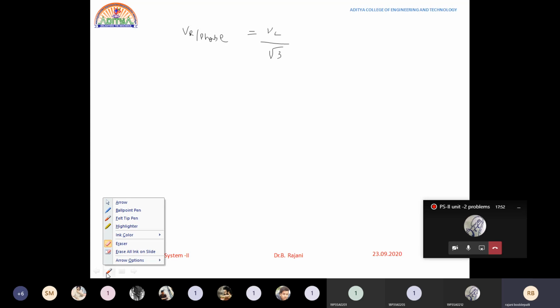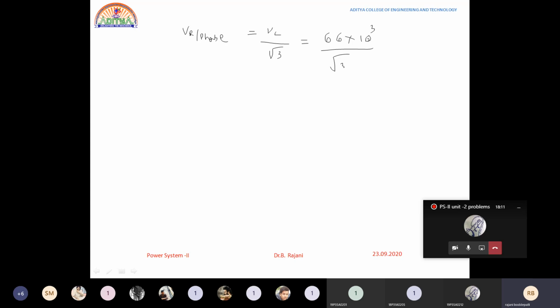See, VL is how much they have given you? VL is equals to 66 into 10 cube they have given. This is 10 cube by root 3. How much is this value? Any one of you, can you tell? 38,105.11, ma'am. Very good.